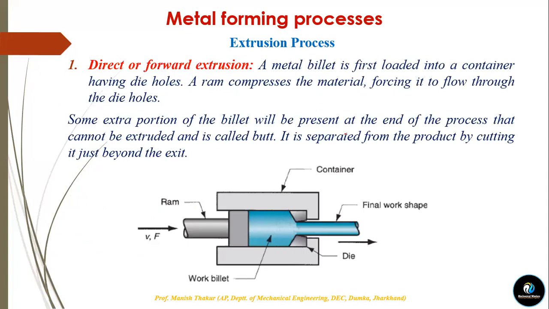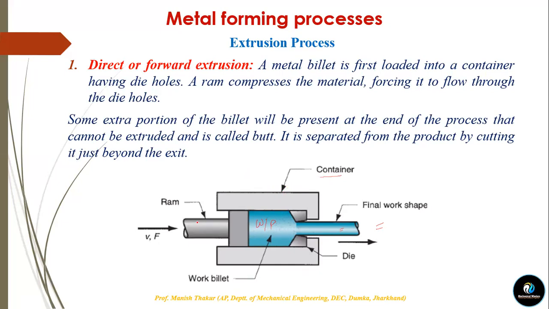Okay, look at this figure here. What does it mean, right? Look at the definition, direct or forward extrusion process, right? A metal billet is first loaded into the container. Billet is the work material here, the workpiece. This is the work material and this is the product here, right? So first of all you have to load the work material or billet into the container. This is the container here, right? Look at the figure here.